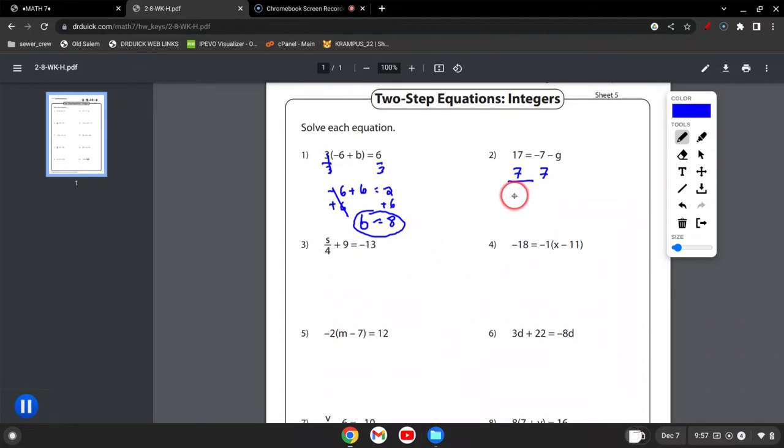This becomes 7 plus 17, 24, is equal to minus g. Keep in mind that minus g is going to come down. You just flip the sign, put it over there. So transpose it. Minus 24 equals g.